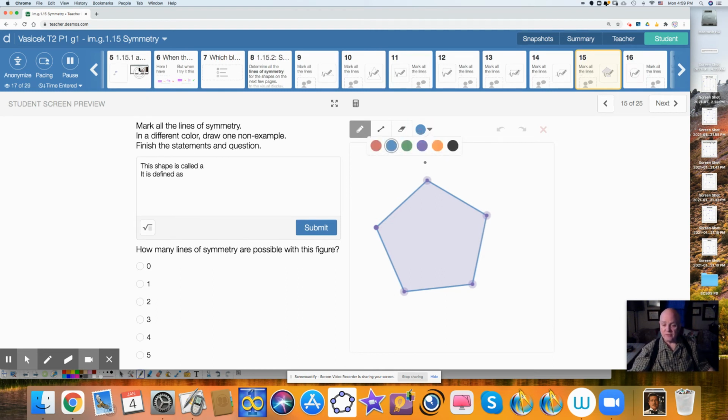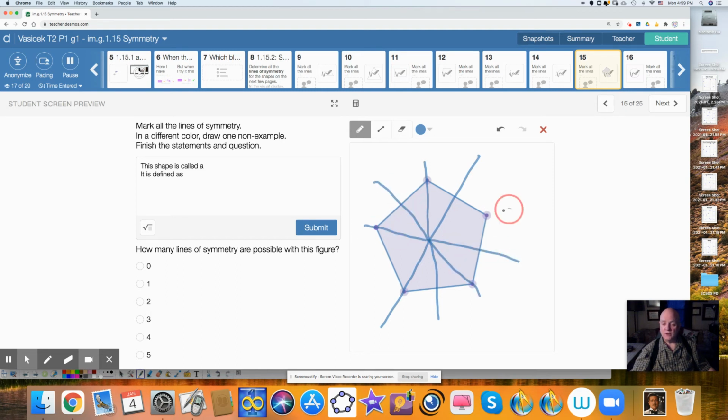Well, there would be 5. Go from the vertex to the midpoint of the opposite side, and I can do this for each of these, and you'll notice that they all intersect at one point, which is going to be this point right here. All these lines of symmetry, there's 5. If there's a hexagon, there would be 6.